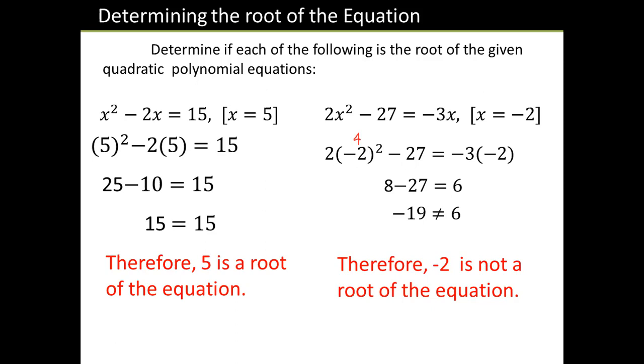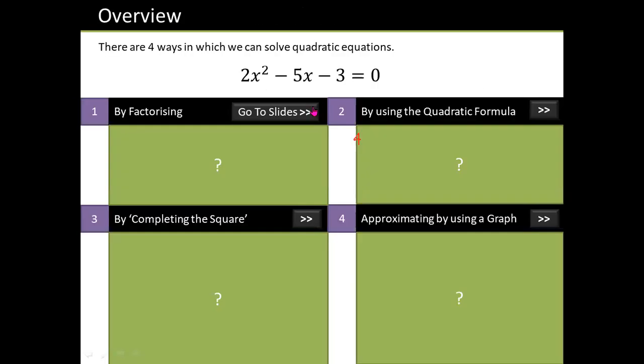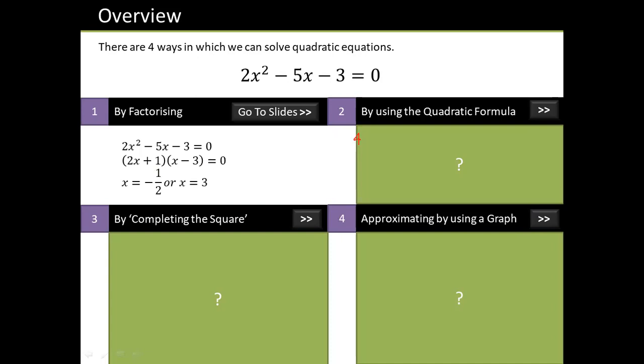Now, how to solve then so that we can get the root? How to solve quadratic equation so that we can get the root? Now take note, we have 4 ways to solve quadratic equation. All right. One is by factorizing method. So what does it mean, factorizing? It means factoring. We find the factors of the equation.